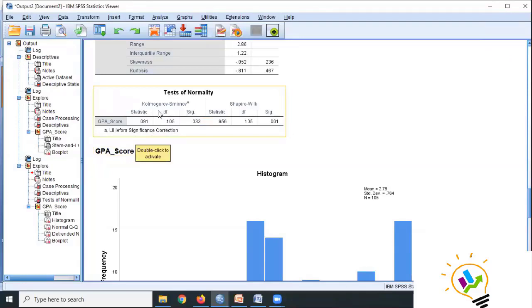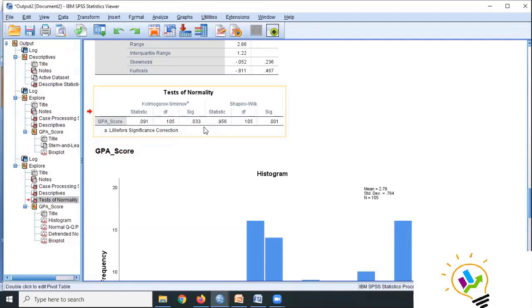Here we'll be having 2 types of tests, madam. Kolmogorov-Smirnov and Shapiro-Wilk. If the significant value is less than 0.05, the data is not normally distributed. If this Kolmogorov-Smirnov test of normality is less than 0.05, then the data is not normally distributed.